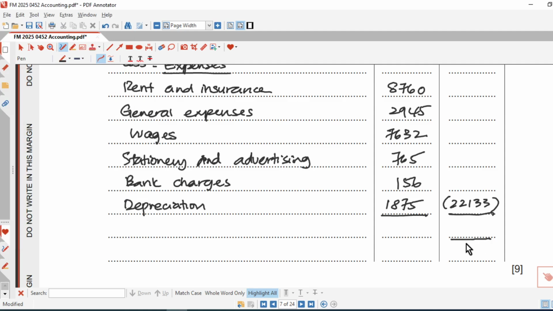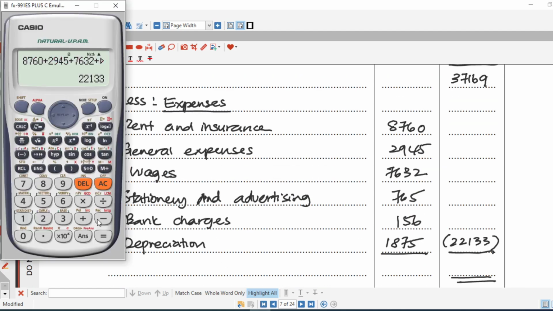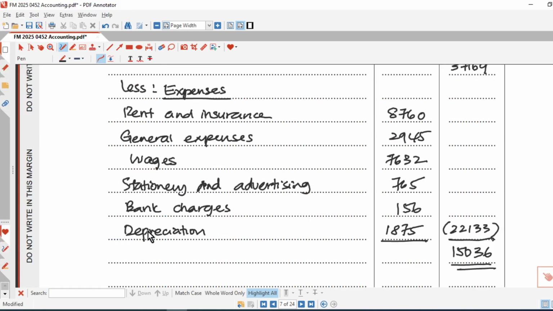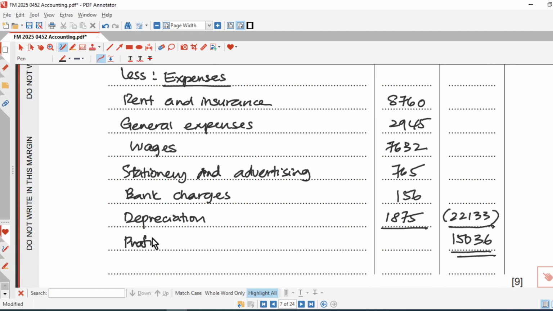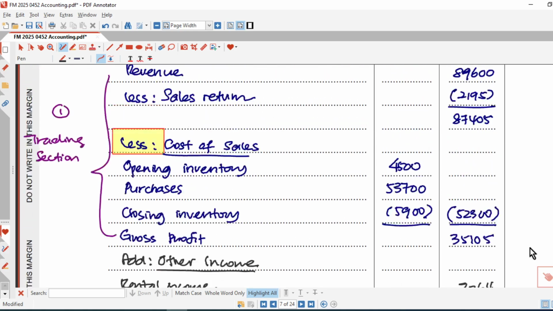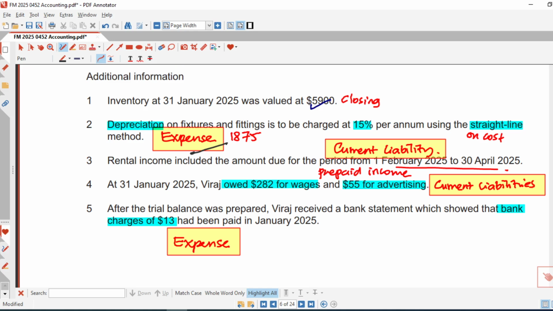I'm going to minus this from the figure above, and we're going to work out the profit for the year. The moment of truth. All right, $15,036. So we're going to label this as profit for the year. And there you go. There you get 9 marks. Not difficult at all, right? You just have to make a little bit of adjustments from the notes, and that's it. You get your 9 marks.